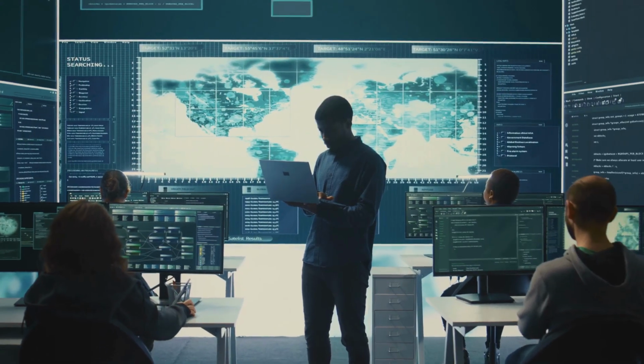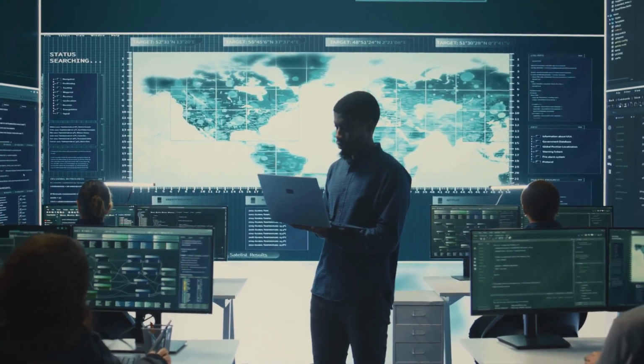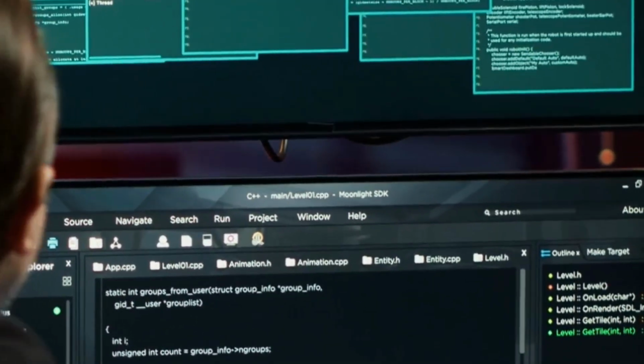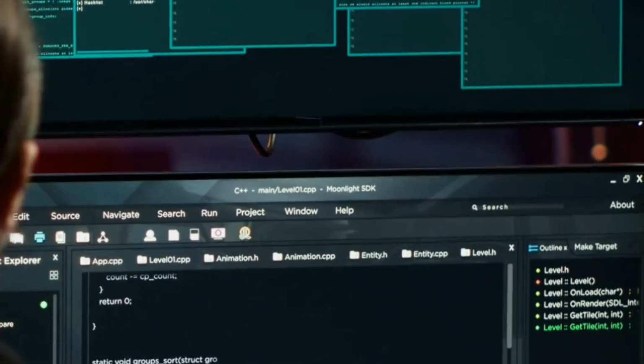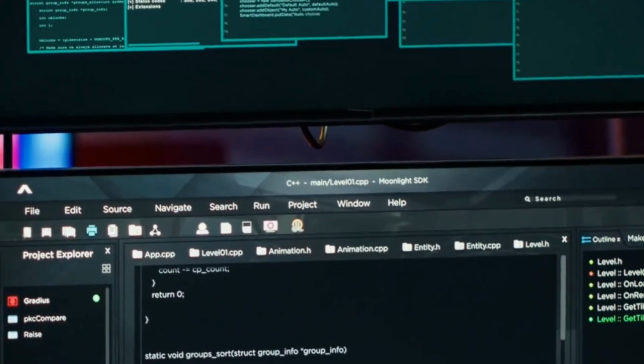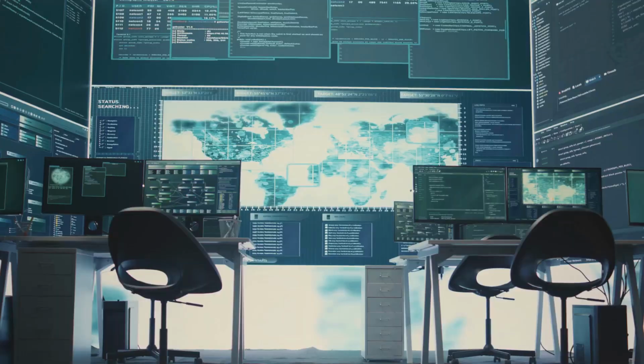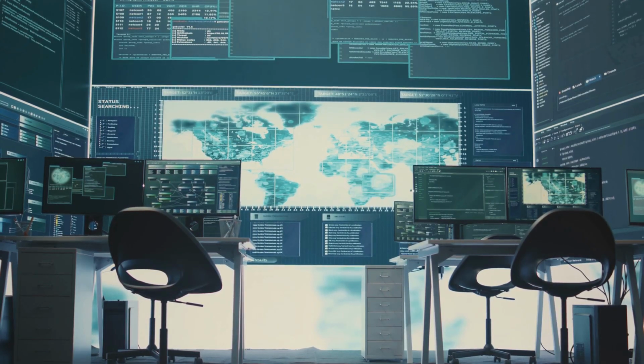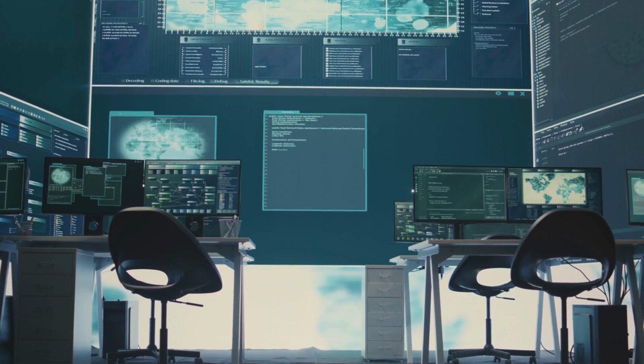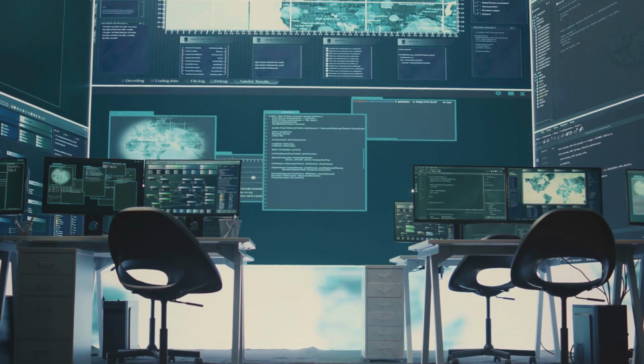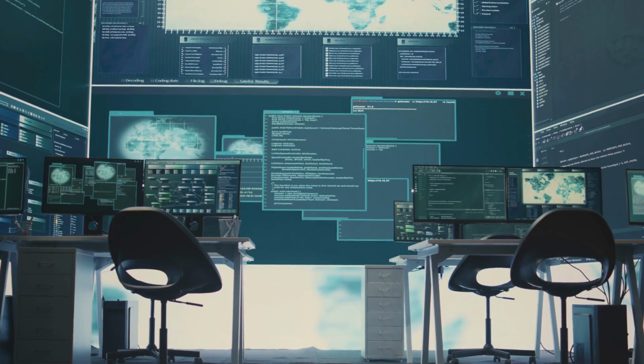One of the key principles of Zero Trust is the use of least privilege access. This means that users and devices are only granted access to the specific resources they need to perform their job functions, and nothing more. By limiting access to only essential data and systems, organizations can significantly reduce their attack surface and minimize the potential damage of a breach.